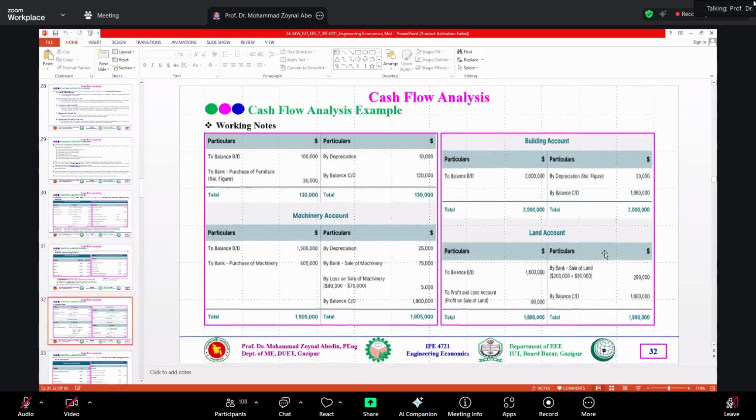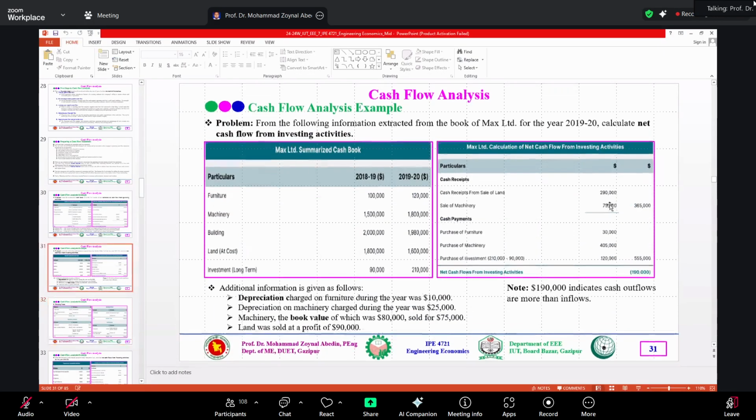Sale of machinery is 75, you can see. Yeah, sale of machinery is 75. So the total cash inflow is this one, 365,000. And here the cash outflow is 555.